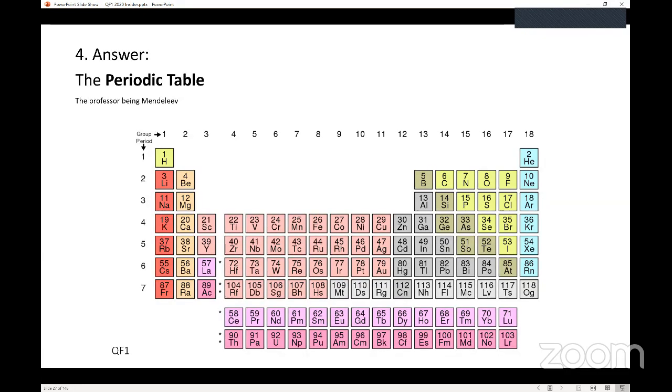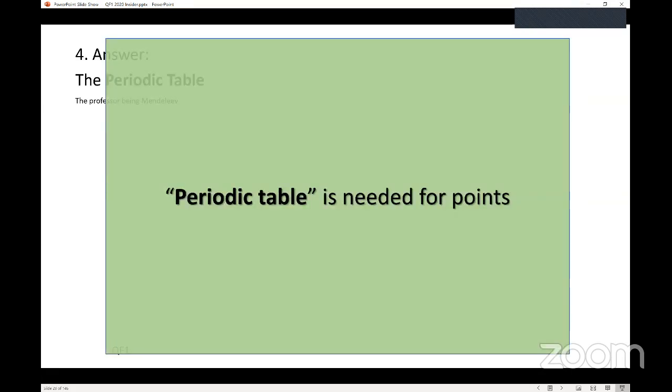So this is how he came up with it. The professor is obviously Mendeleev. So the word periodic table is needed for points. If you've written Mendeleev but not the periodic table, then say afsos and all of that, but mark yourself wrong. You need to have written periodic table for points.